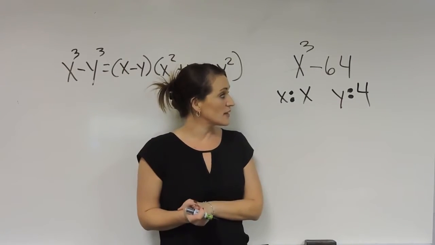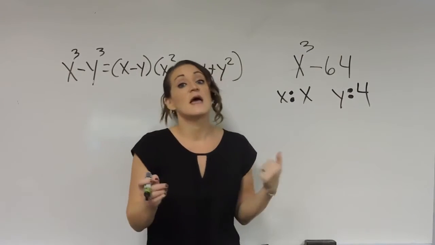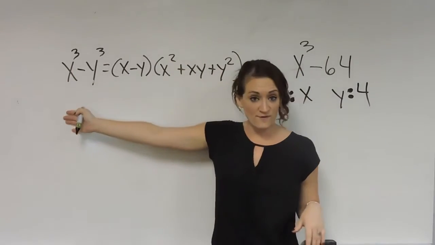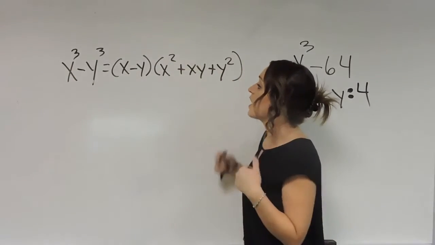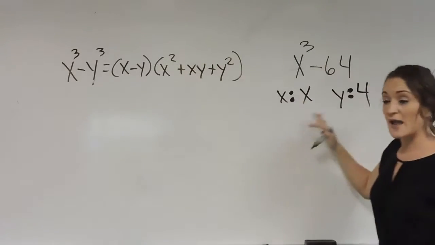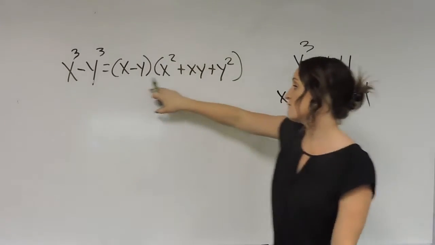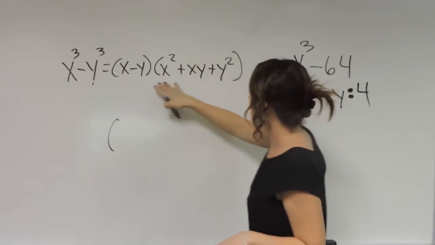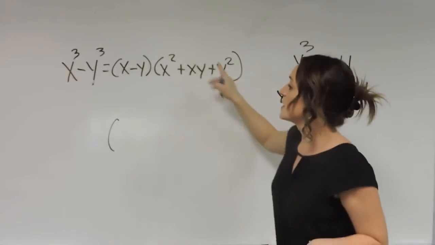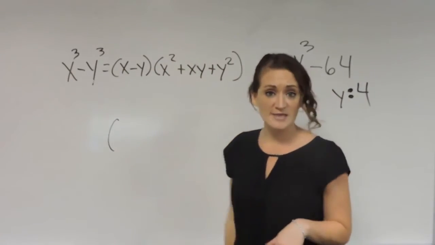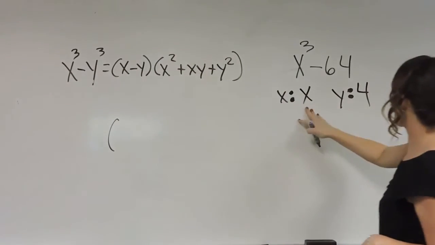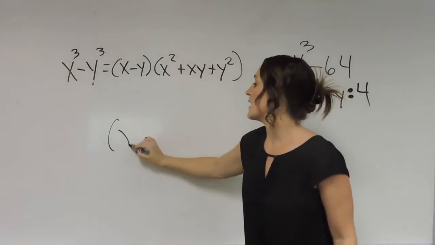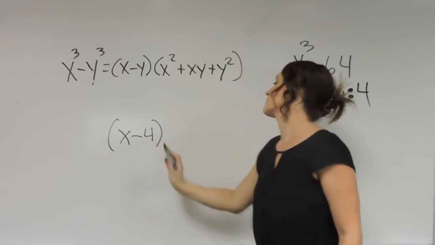Now, as soon as we realize we have the difference of cubes, we do need to remember this lovely formula right over here. After figuring out what our x and our y are, it's just a matter of plugging into this formula. So we will have a binomial followed by this trinomial. Our binomial subtracts your x and your y. We have an x and a 4, so do x minus 4.